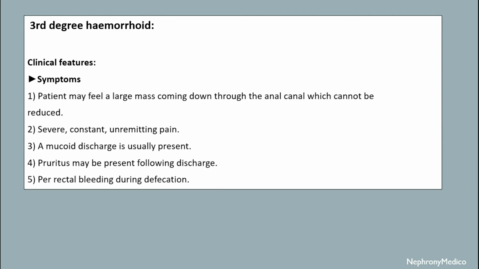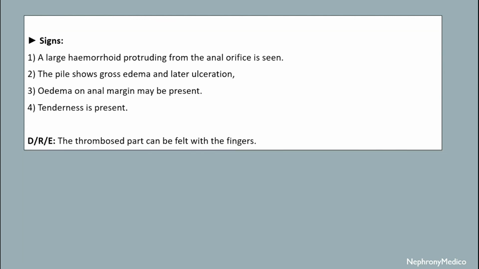Third degree hemorrhoid. Clinical features are patient may feel a large mass coming down through the anal canal which cannot be reduced, severe constant unremitting pain, mucus discharge, pruritus following discharge, per-rectal bleeding during defecation. Signs. A large hemorrhoid protruding from the anal orifice is seen. The pile shows gangrene, edema, and ulceration. Edema on anal margin may be seen. Tenderness is present. On DRE, the thrombosed part can be felt with fingers.